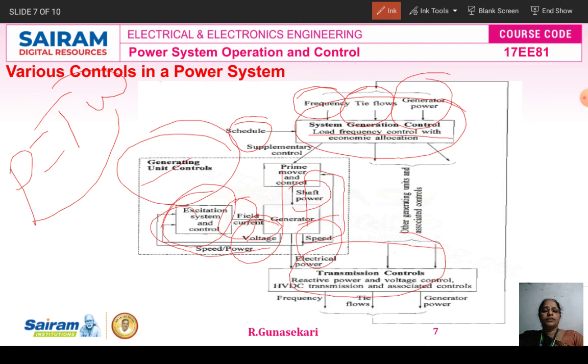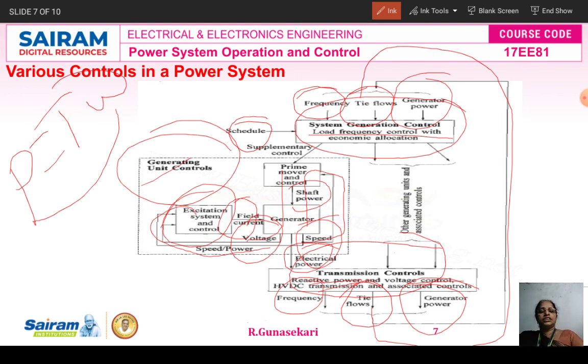Then the output of the generator is electrical power. It comes to transmission control for transmission purpose. This is nothing but another generating unit and associated control only. So the transmission control is nothing but reactive power, voltage controller, HVDC transmission and associated control only. What is the output? Frequency, tie flows, generated power. Again these three terms are fed back to the system generation control. This is the closed loop only. So here what are the various controls? System generation control, generating unit control and then transmission control. Three types of control are used in the power system.